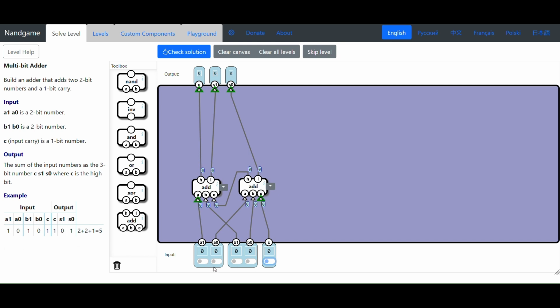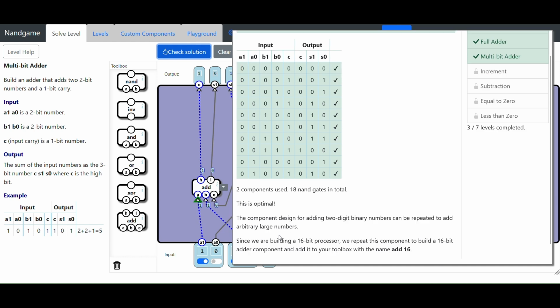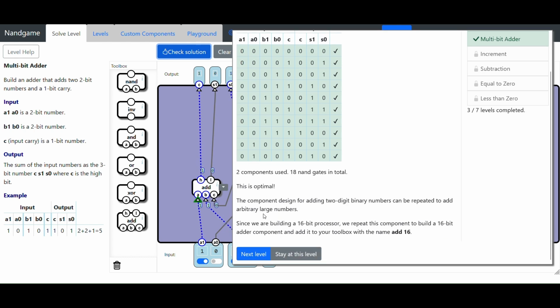And our test input is 2 plus 2 plus 1, which is 5. So this bit here is 2 to the 0, which is 1, but this is 0. So it's 0, and then 2 to the 2, which is 4. So 4 plus 0 plus 1, that's 5 right there. They're explaining how we can scale this up to however many bits we want for our situation. And so we can expect to be using a 16-bit adder next time.